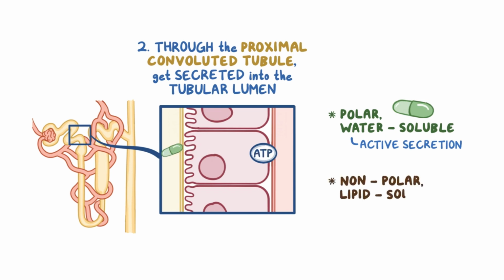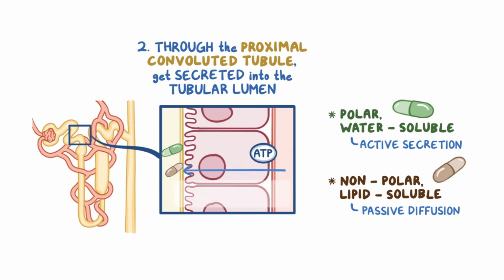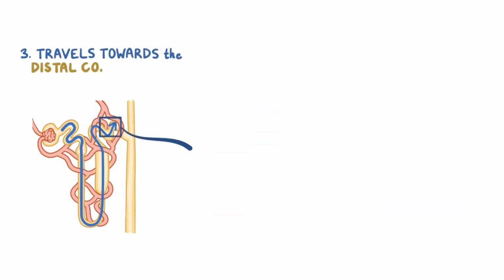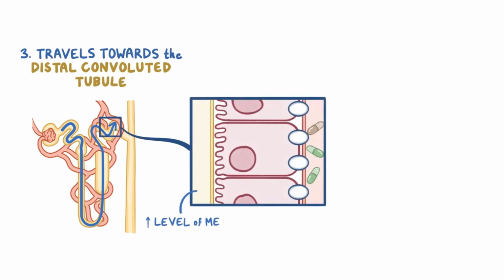Nonpolar lipid-soluble drugs, on the other hand, are secreted into the proximal tubule via passive diffusion, meaning without requiring any energy. That's because they can pass through the cell membranes easily, so they just move down their concentration gradient from the peritubular blood into the tubular lumen. Now, as the filtrate travels toward the distal convoluted tubule, the level of medication builds up inside the lumen. So, its concentration rises higher than in the peritubular capillaries.